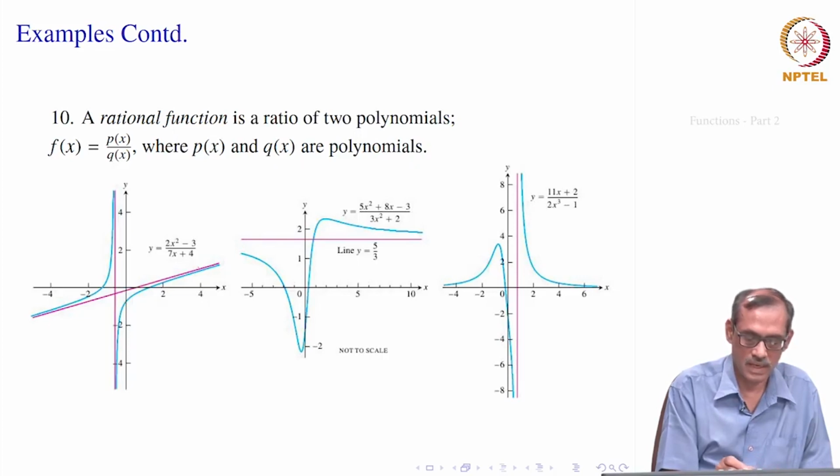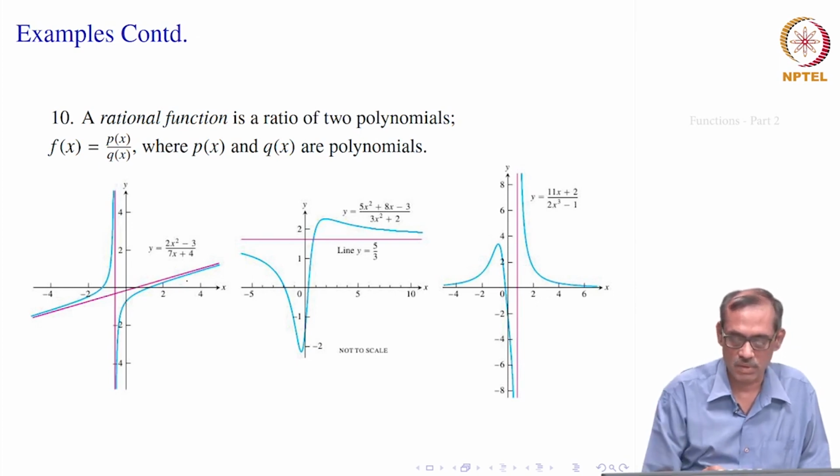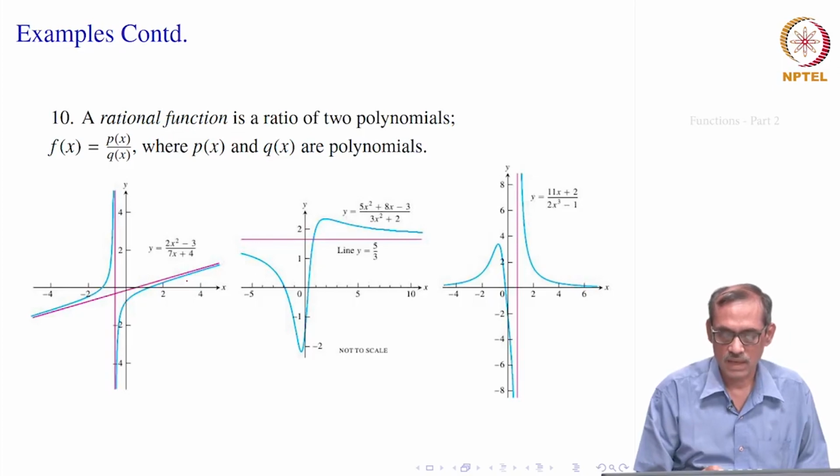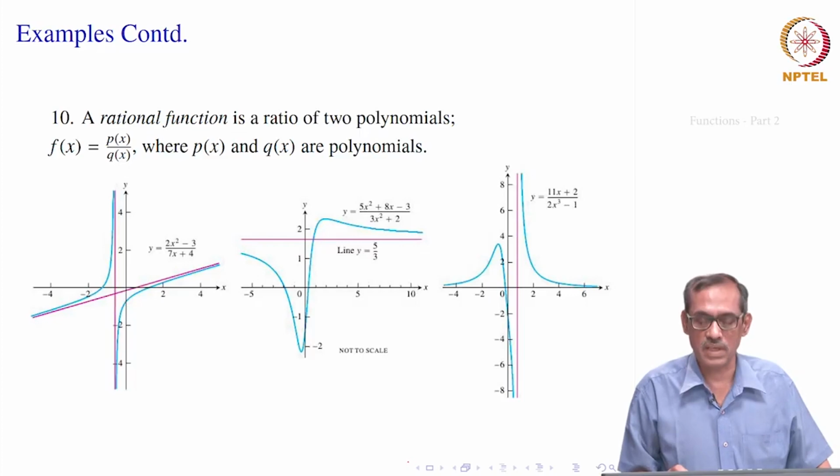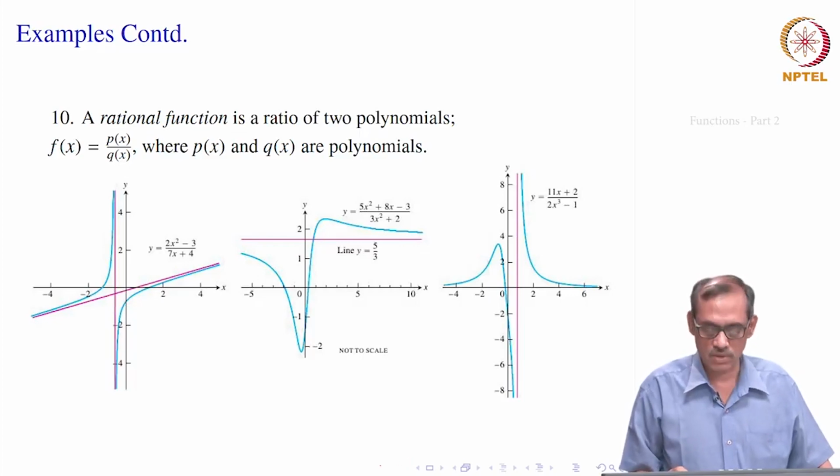So, finding the asymptotes or where the straight line meets the curve will give some idea about the shape of the curve. Let us look at the second one, y equal to 5x square plus 8x minus 3 divided by 3x square plus 2.